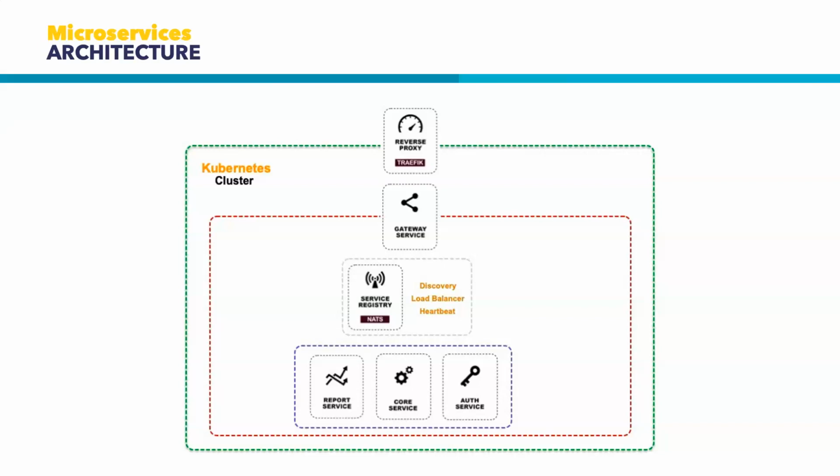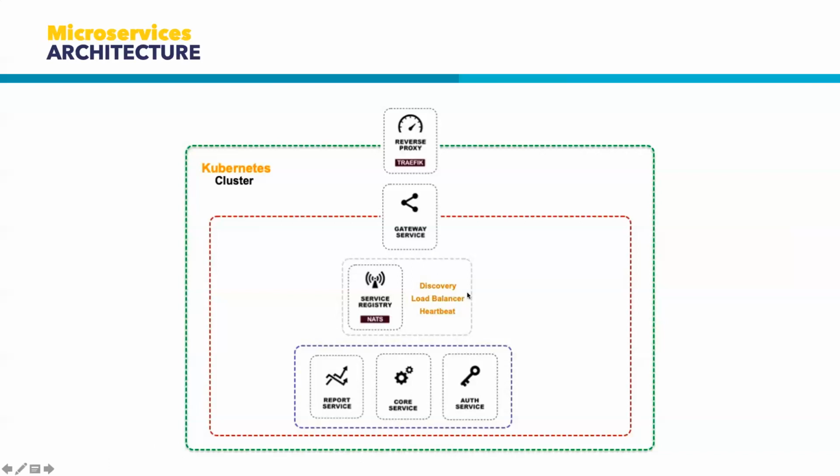So for example, the core service could be on one server, the report service on another server, and the gateway service on another server. It's up to you how you want to use it, or you can put it on one single machine. It doesn't matter, the system is flexible. If services are distributed in different locations, how will the application know where to find them? That is where the service registry comes in.